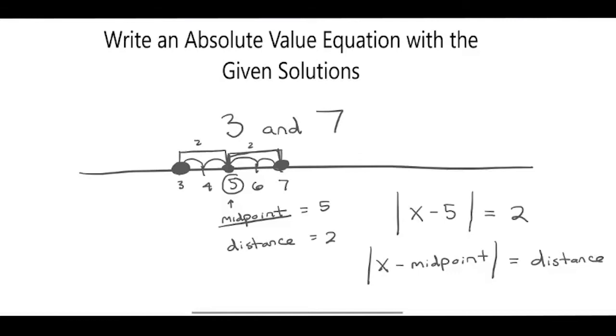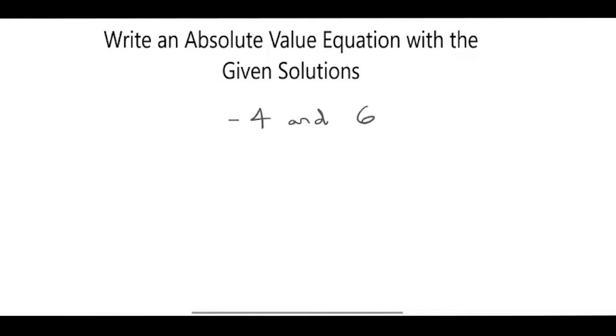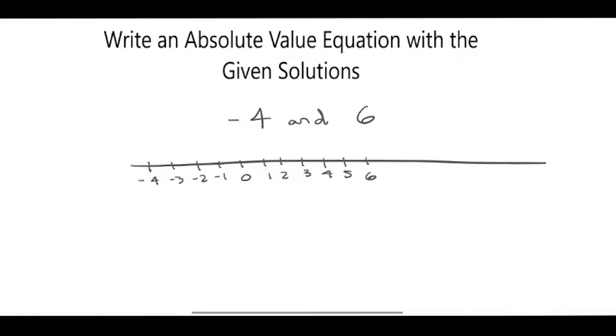Let's do another one. All right, let's write an absolute value equation with the given solutions -4 and 6. So first thing I'm going to do is draw a number line, and I will start back here at -4, and I will work my way up to 6. All right, and now I want to find the midpoint of -4 and 6.